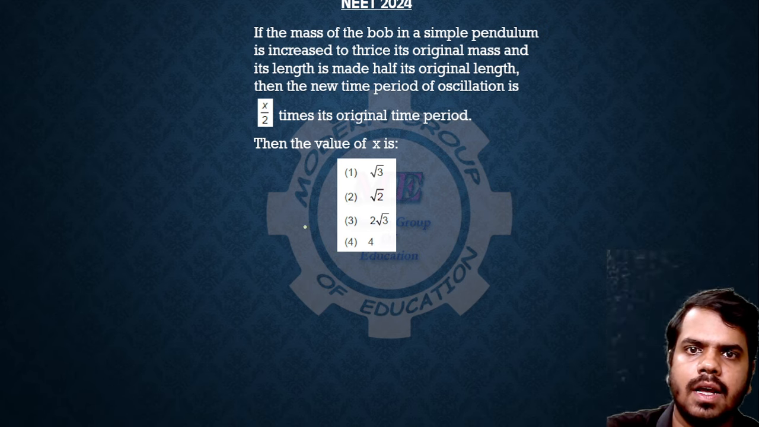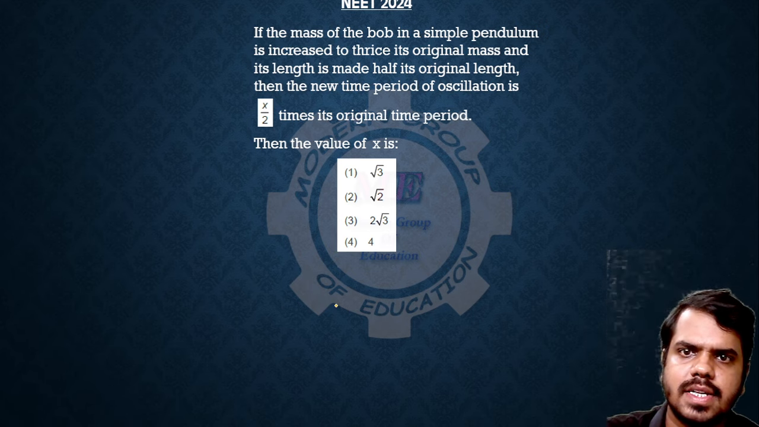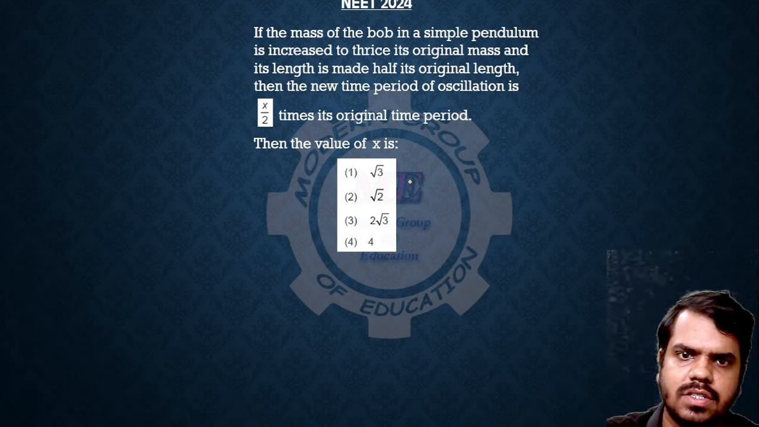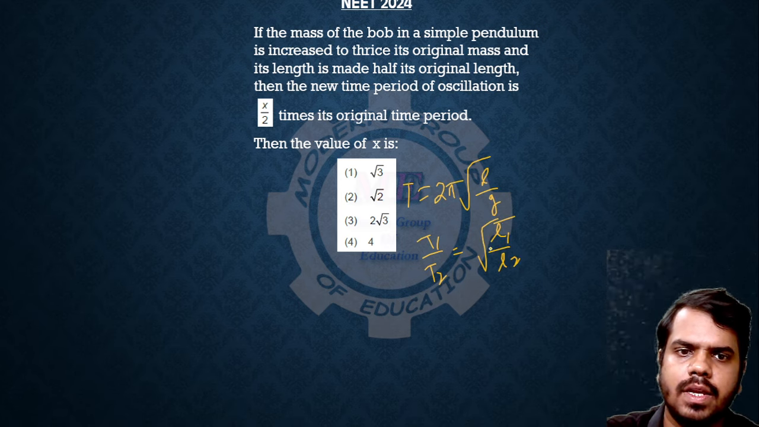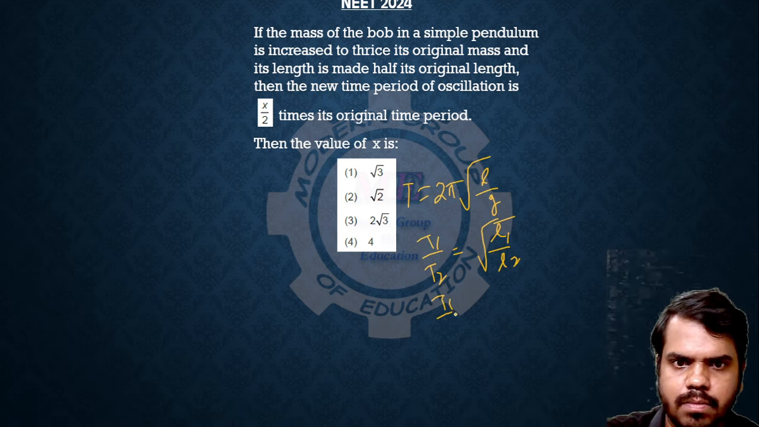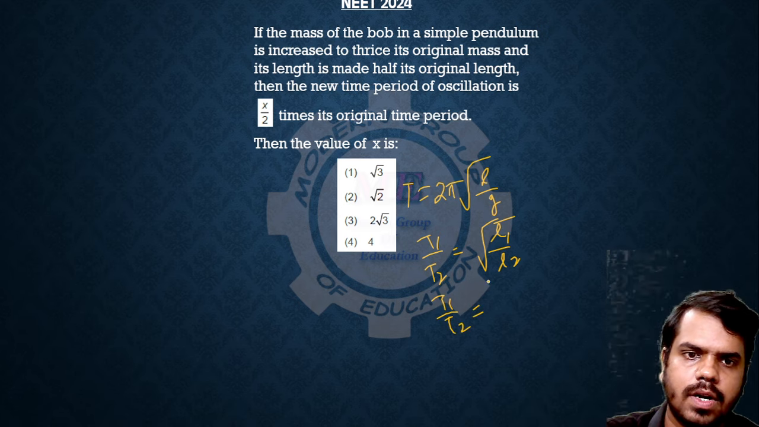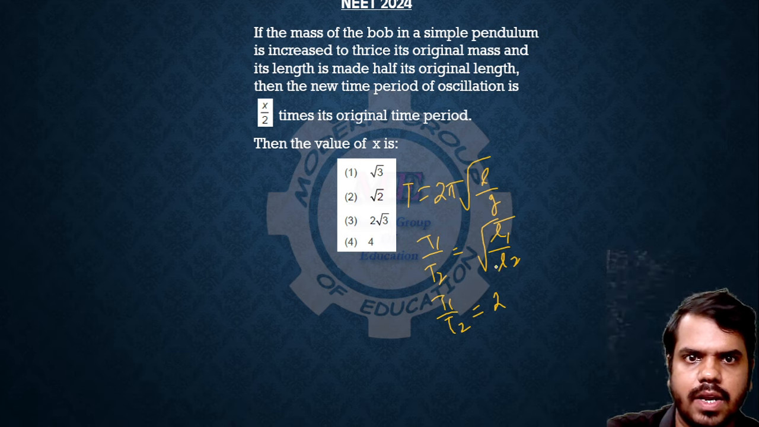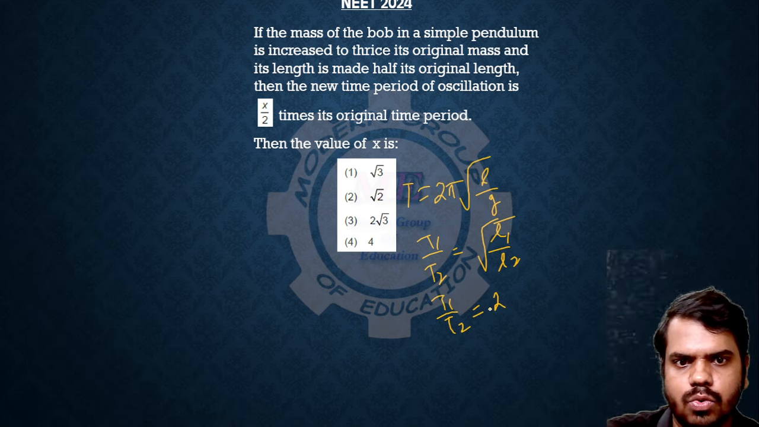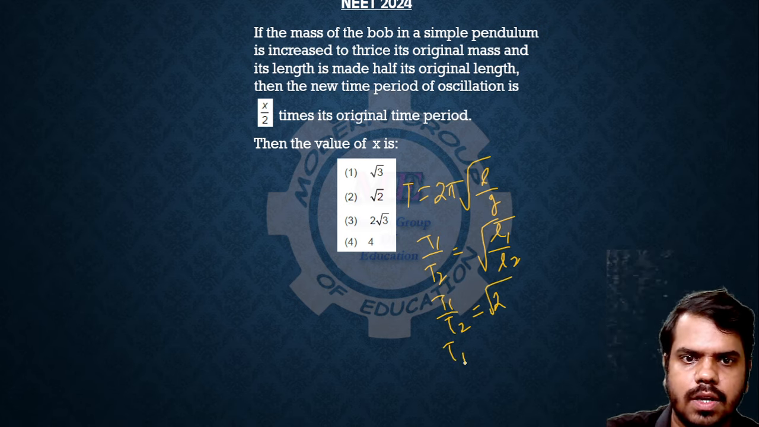It is written that the original mass and its length is made half its original, and t is 2 pi root over L by g. Okay, that means t1 by t2 is equal to root L1 by L2. So L2 will be half, so t1 by t2 will be root over 2, here L2 is half, so we get root 2. Okay, so t1 is equal to root 2 into t2.